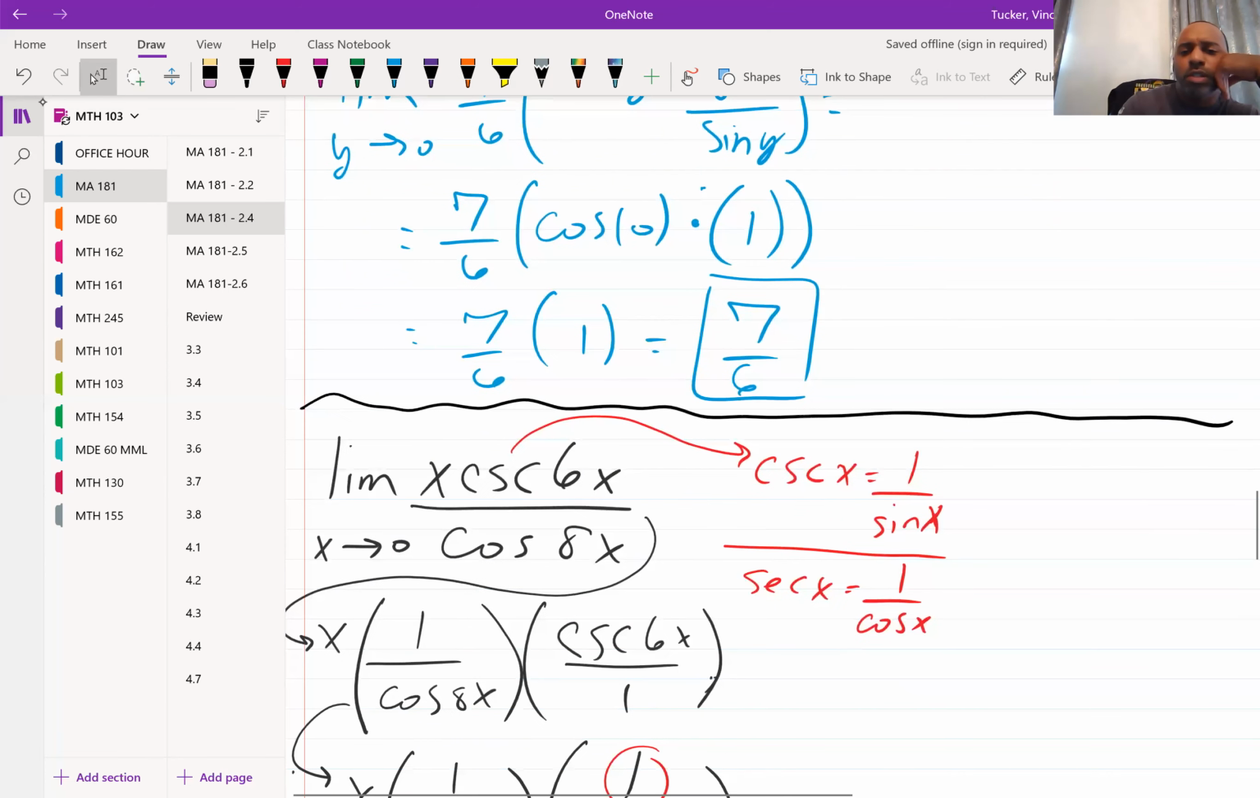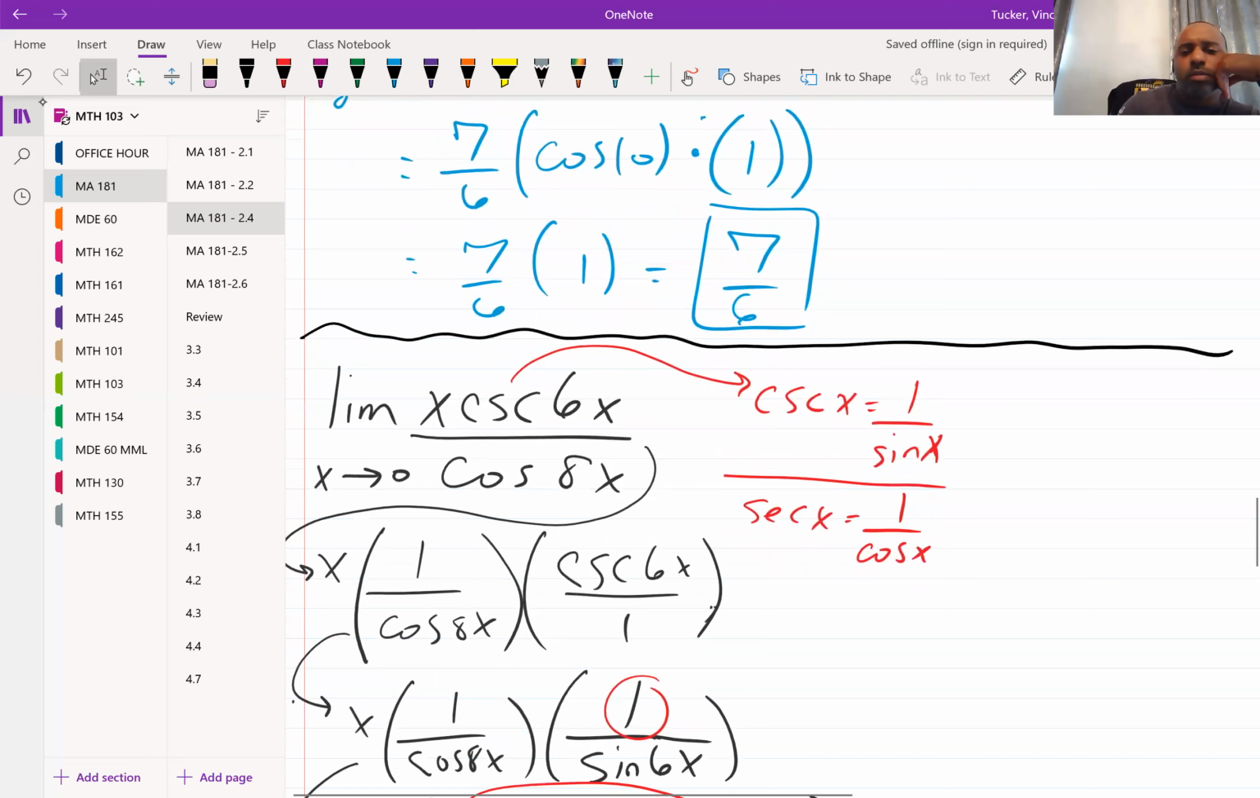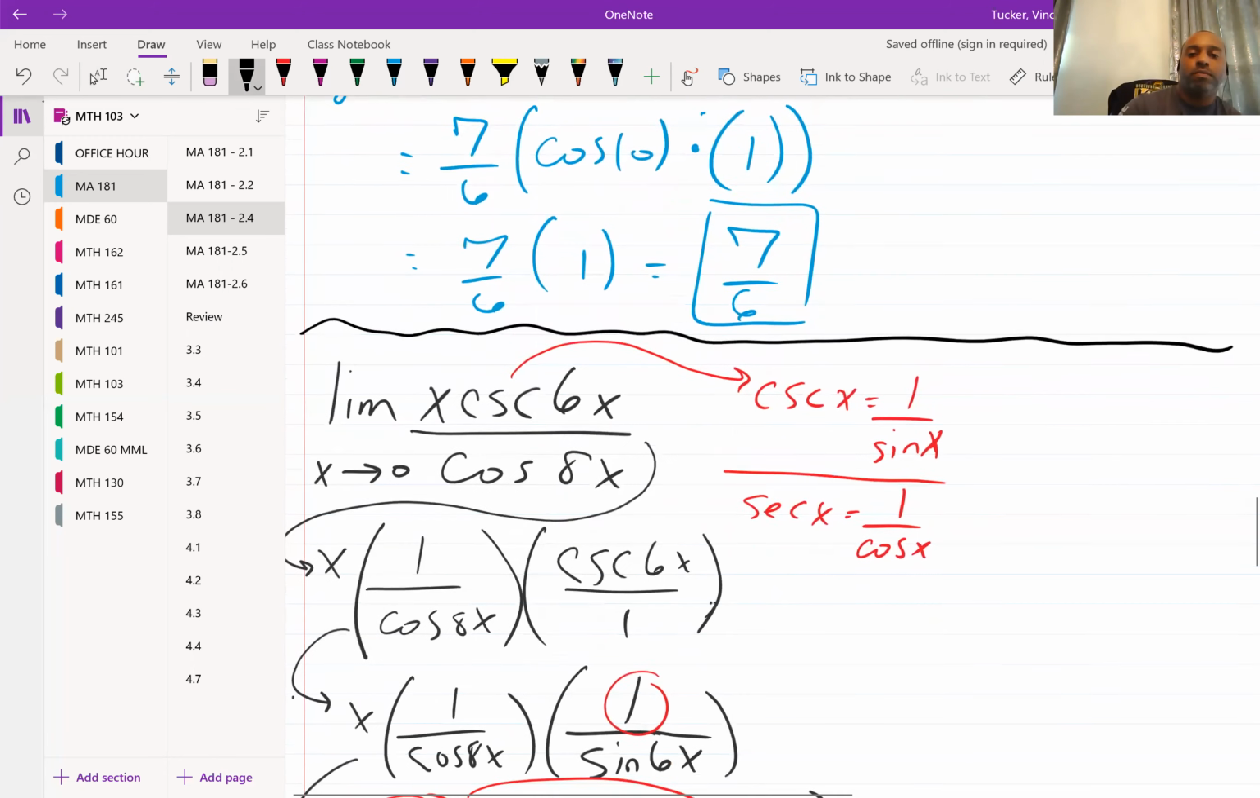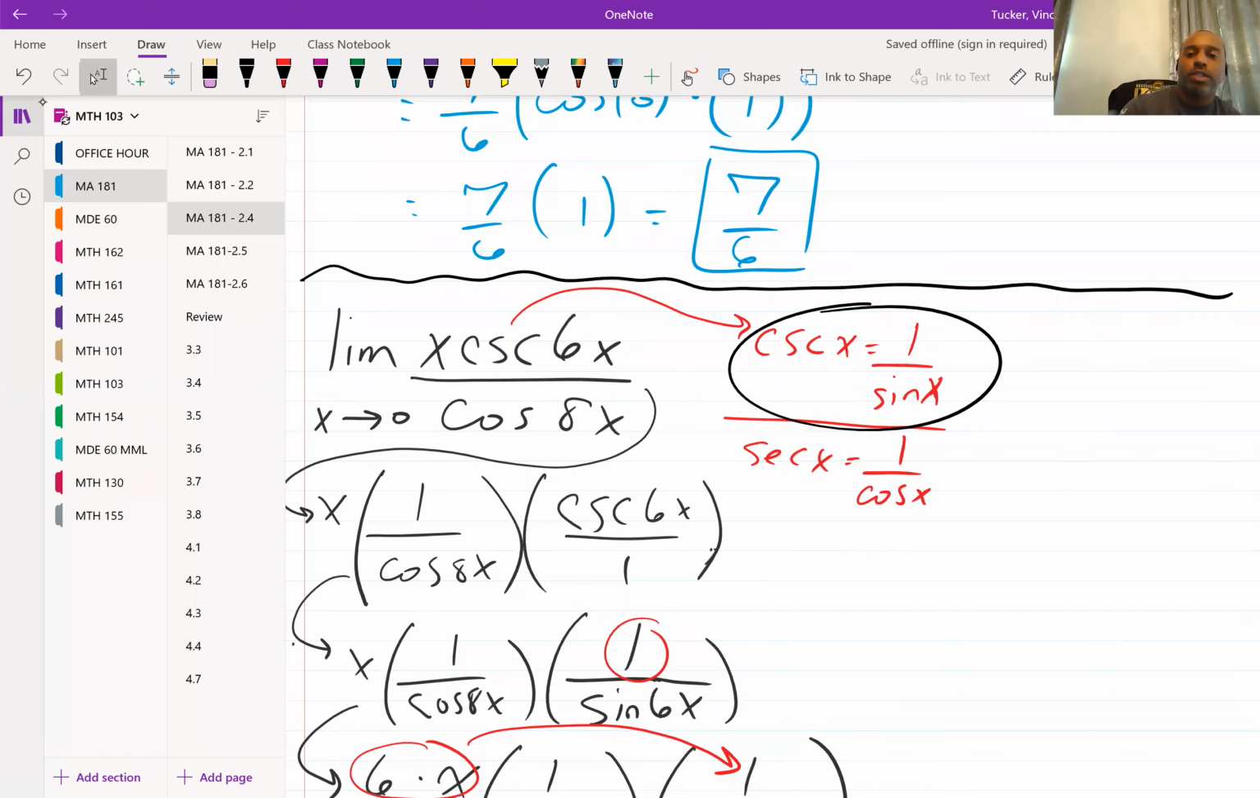So probably don't need to use that, but I was just throwing it out there in case anybody didn't know. So let's manipulate this problem. We leave x where it is. I brought out 1 over cosine 8x, and then we have cosecant 6x in the numerator. So we're going to use this relationship right here to flip that cosecant into sine. So there'll be 1 over sine 6x.